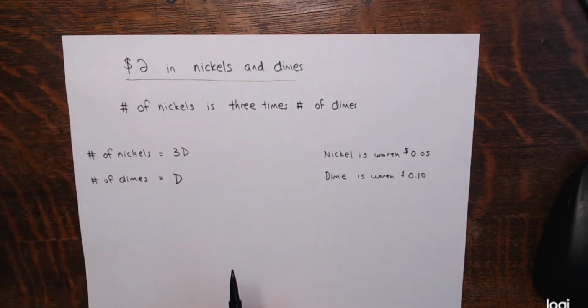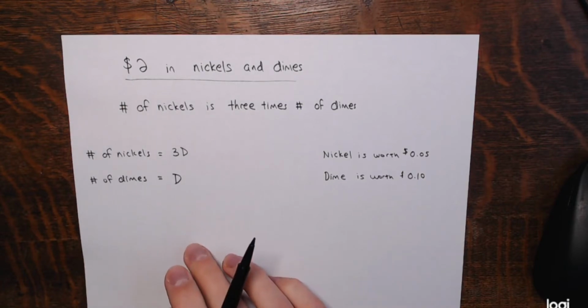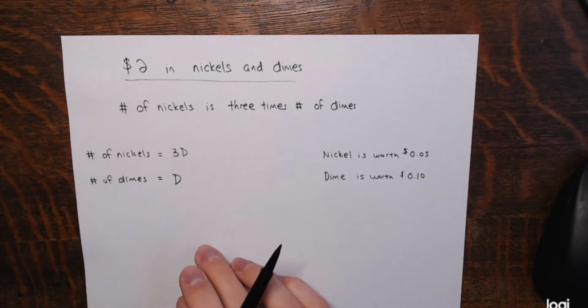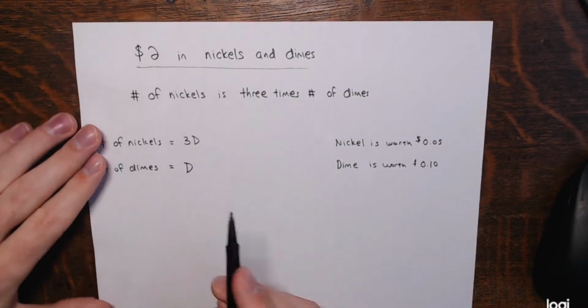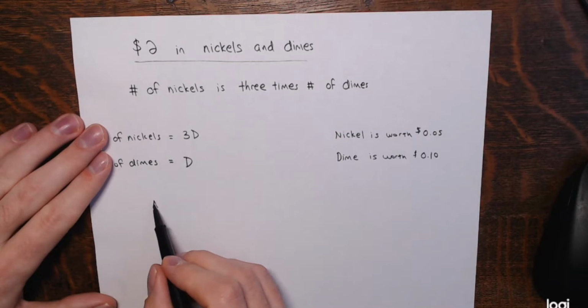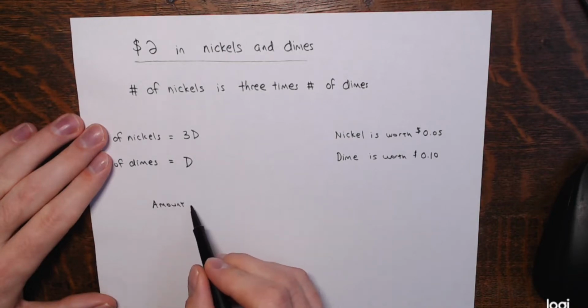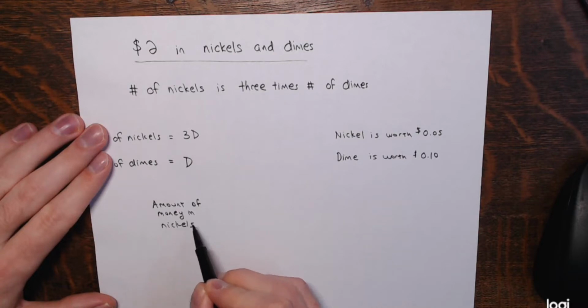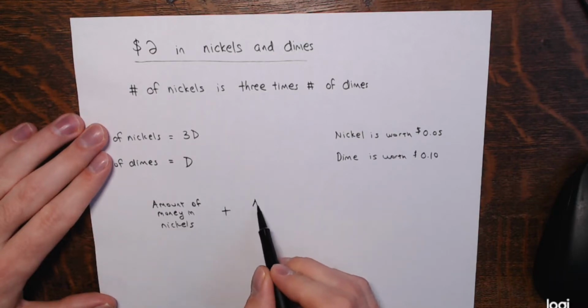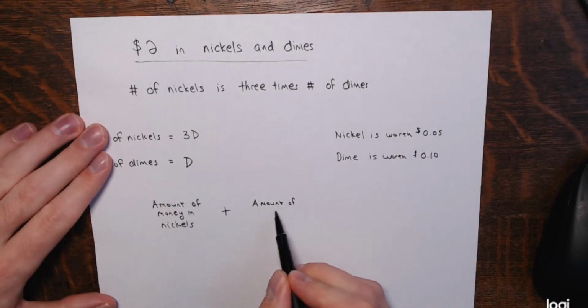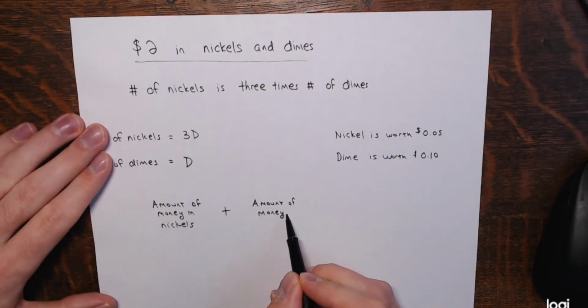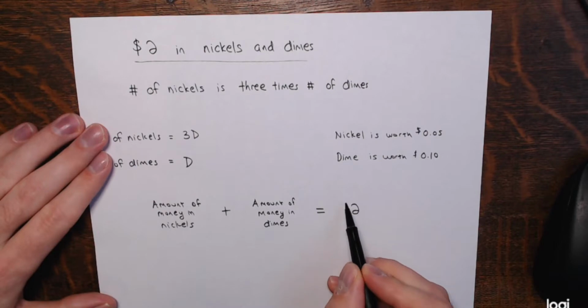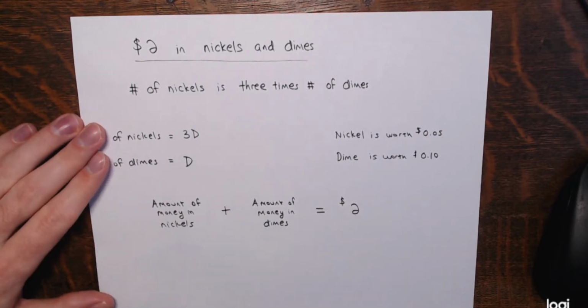So if you take the amount of money John has in nickels and then add to that the amount of money in dimes, you get $2, right? So the amount of money, I'll write this in words for the first problem here. The amount of money in nickels plus the amount of money he has in dimes should be equal to $2. This is where our equation's coming from.